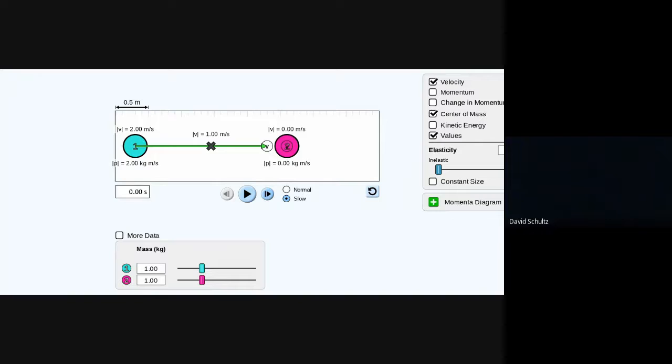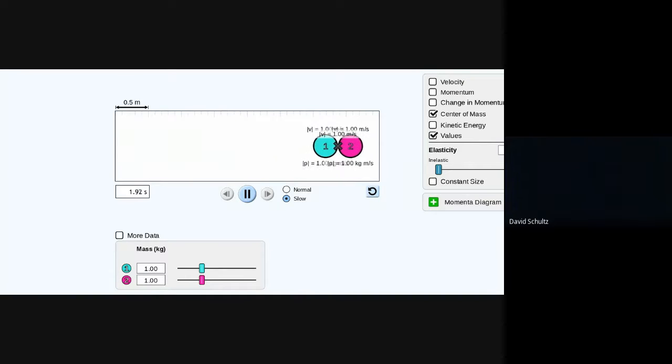I'm going to turn off the velocity vector, and as you can see, I have turned on the center of mass. So you can see the center of mass is right in the middle of the two objects, which you'd expect because they have equal masses. So let's just do a quick run on this. Keep your eye on the center of mass. That is the X in the middle. You can see it's moving at 1 meter per second. And after the collision, the center of mass continues to move at 1 meter per second.